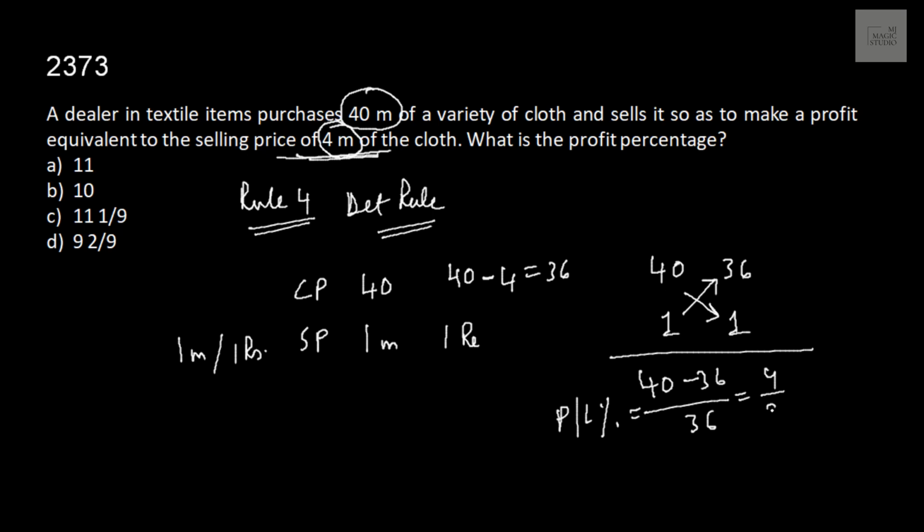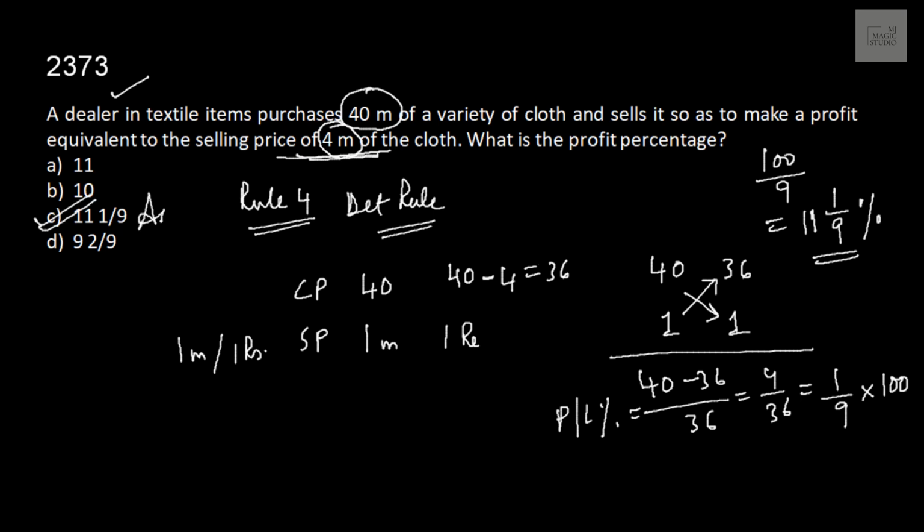This is 4 by 36, that is 1 by 9. Since it is positive, this trader, the dealer, is having a profit of 1 by 9 into 100 to convert that into percentage. 100 by 9 is 11 and 1 by 9 percent as profit. That is in option C.